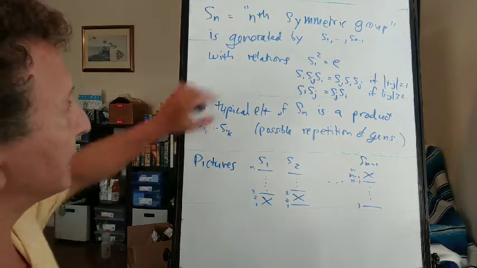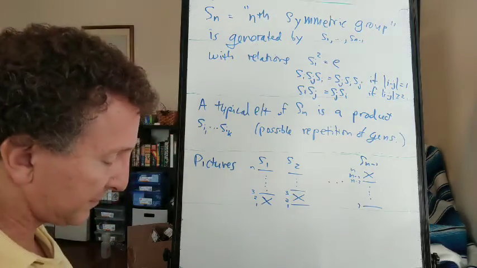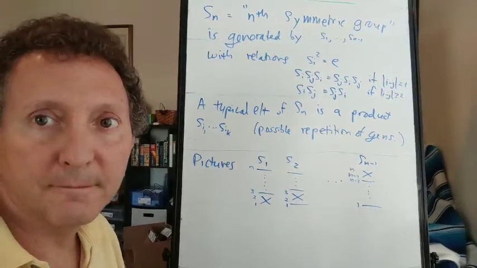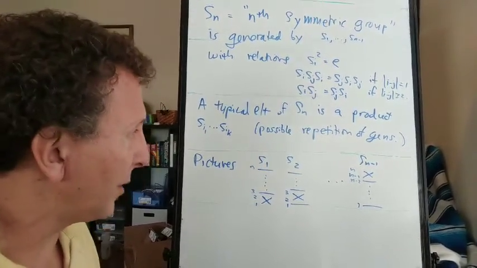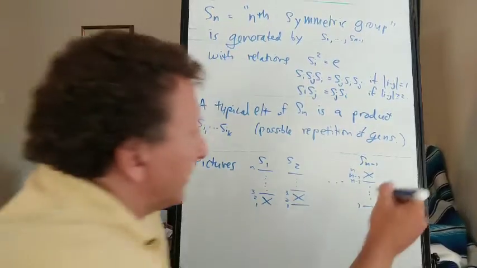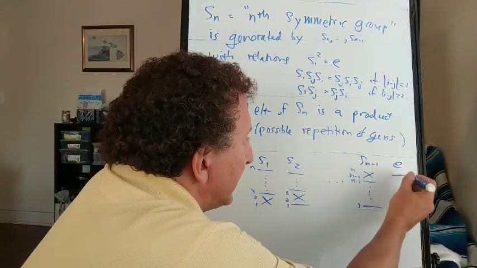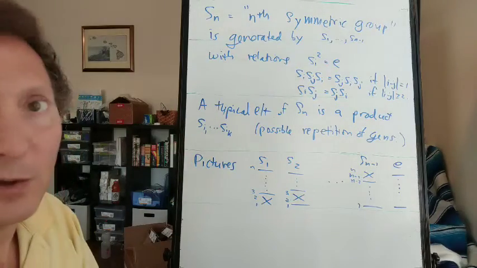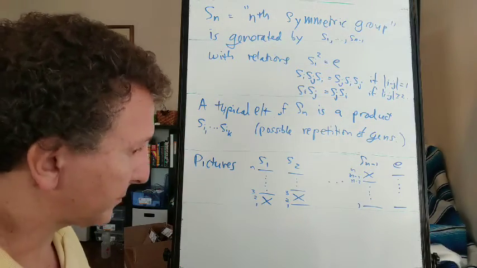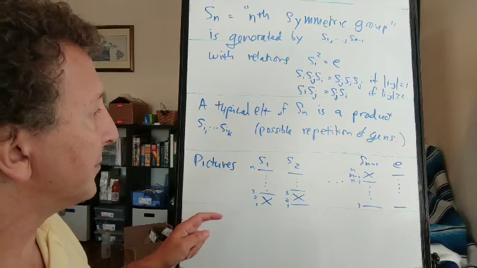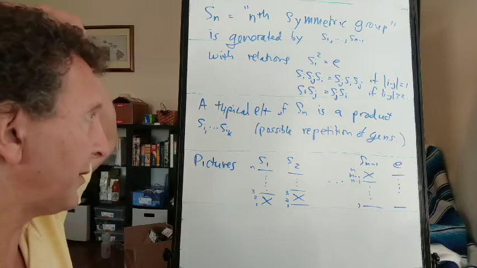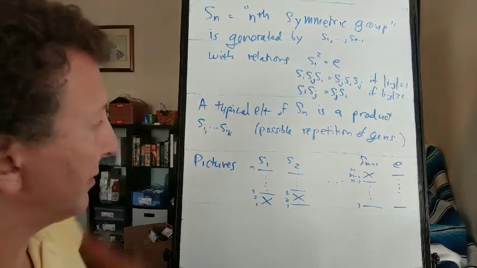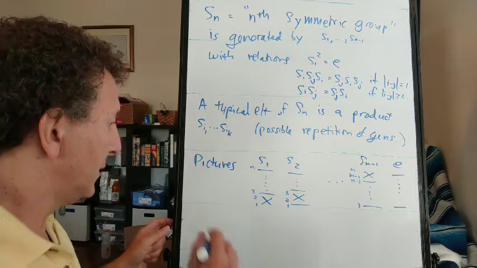Now these pictures can help. Let me draw one more picture here for the identity element. So the identity element e we can associate to the picture that has just n horizontal bars. Now the generators can help us multiply and remember the relations here.